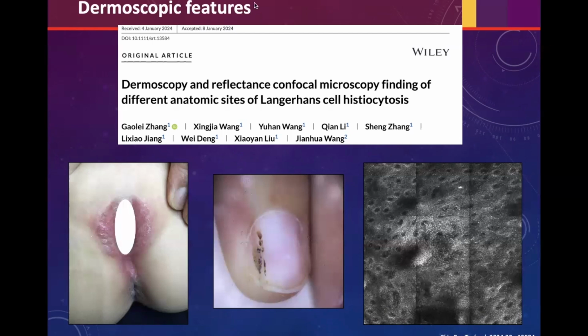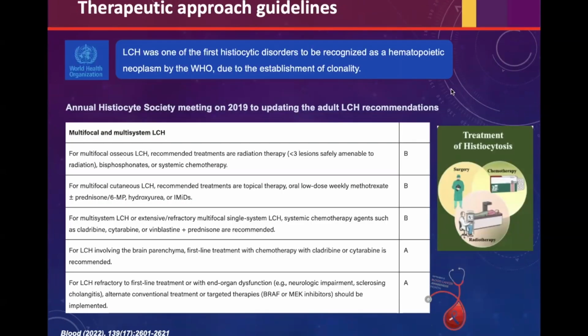And here we can see reflectance confocal microscopy, which shows focal highly reflective dense images on the surface epidermis with architectural disarray, obscuration of the dermoepidermal junction, and numerous polygonal and large medium reflective short dendritic cells in the epidermis and dermis. And well, about the therapeutic approach for multifocal cutaneous disease: bisphosphonates or systemic chemotherapy, topical therapy, low dose weekly methotrexate and prednisone.